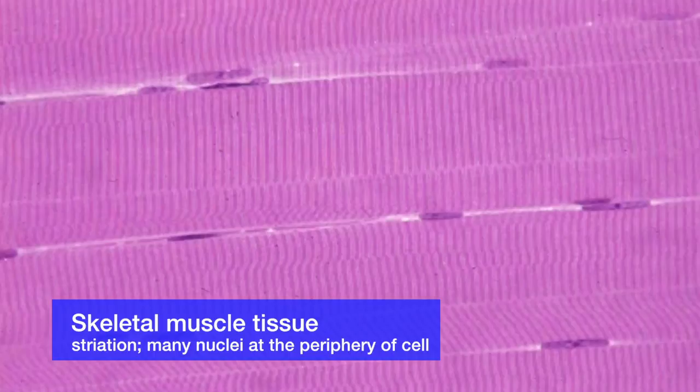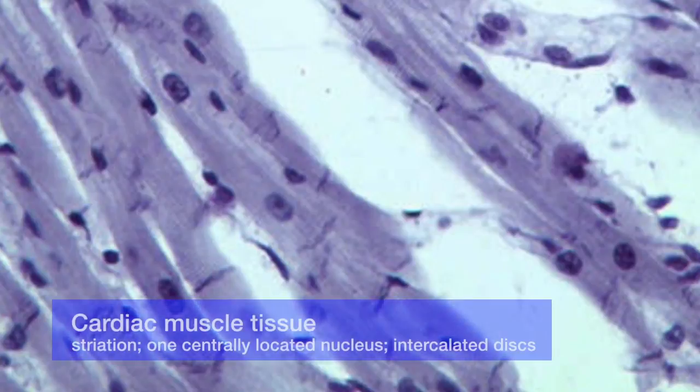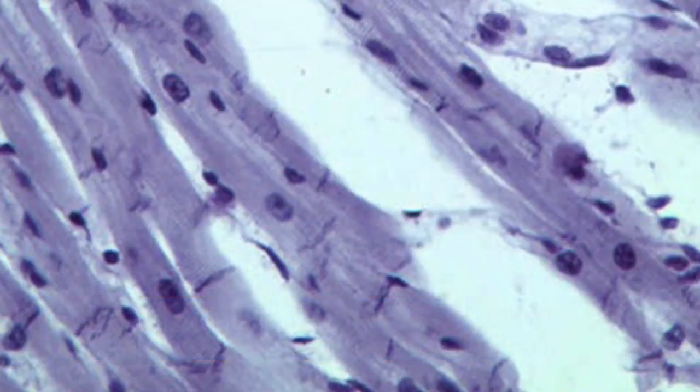On the picture, you see skeletal muscle tissue. The shape: long, cylindrical, striated with many nuclei at the periphery of the cell. Now we go to cardiac muscle tissue. You see the branched and striated cell with usually one centrally located nucleus, attached end to end by special intercalated discs. So again, for cardiac muscle tissue, look for striation and one nucleus in the middle of the cell and intercalated disc.